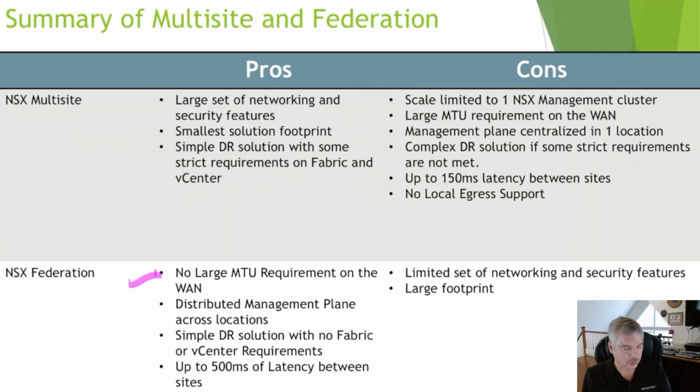Federation, the pros: no large MTU required between the sites. Highly recommended, though, to have it, because you don't want to be doing fragmentation. Distributed management plane, that's the nice thing about it, because you've got multiple management and control planes. You have management and control plane at each site. So if a site goes down, it doesn't impact control plane at the other sites, okay? Simplified DR solution with no Fabric or vCenter requirements. Again, I don't need vSphere's high availability. Again, I mentioned up to 500 milliseconds.